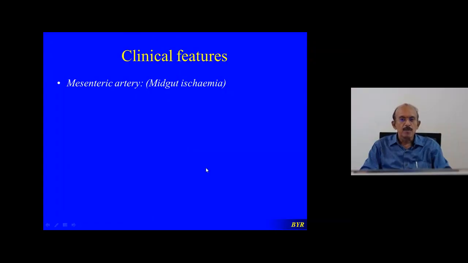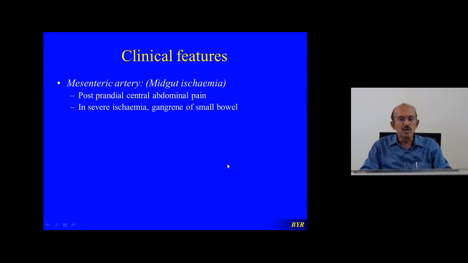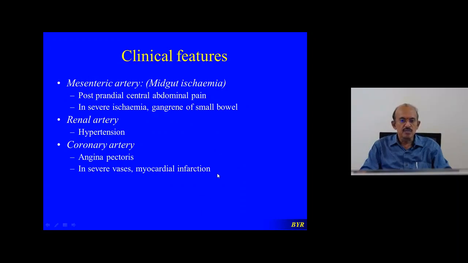Mesenteric artery. If there is atherosclerotic obstruction of the mesenteric artery, then patients will have midgut ischemia. That means patients will have postprandial central abdominal pain. In severe ischemia, there will be gangrene of the small bowel. If there is atherosclerotic plaque over the renal artery, there will be renal artery occlusion producing hypertension. Coronary artery, it produces angina pectoris. In severe cases, myocardial infarction.